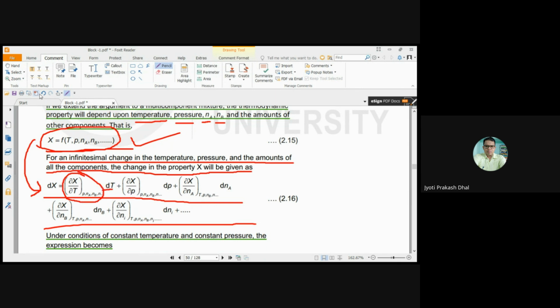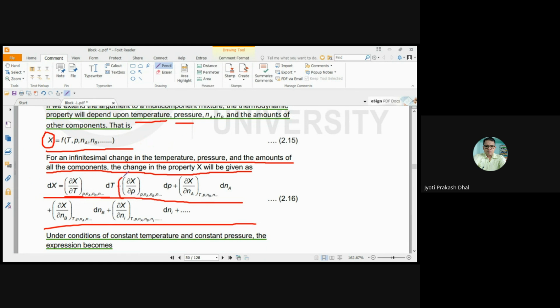That means the first term represents the change of the value of X with respect to change in temperature, maintaining the other parameters constant. Other parameters means pressure, number of moles of A, number of moles of B, number of moles of C, and so on.